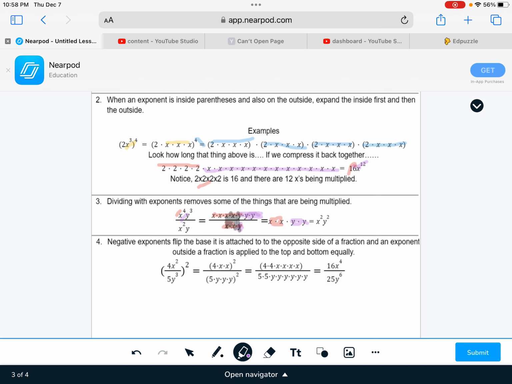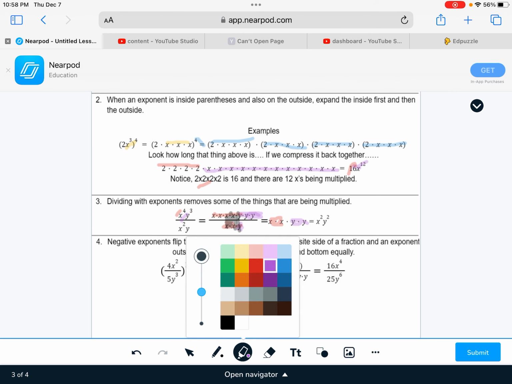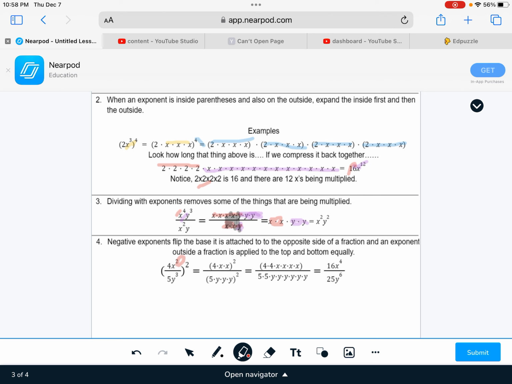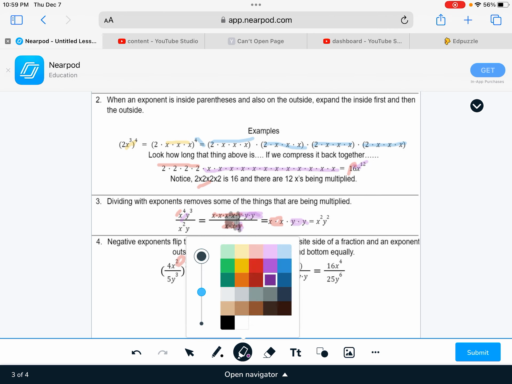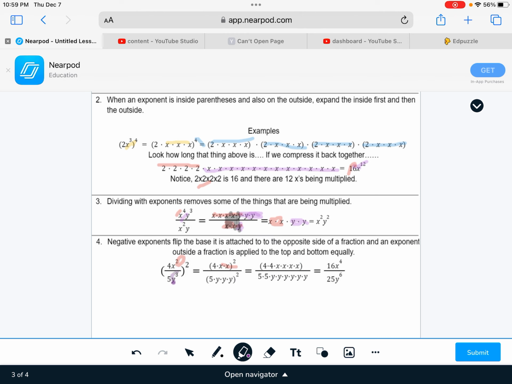4x squared and 5y cubed, you'll notice that the x squared over here, there's 2 x's there. Same with the y to the third, you got 3 y's here. Then it gets squared, and just like we did here, we compress those together where all those y's go together to make 6 y's. And you have the 4 x's being combined together. That's where the x to the 4 comes from. 4 times 4 is 16. 25 times y to the 6.